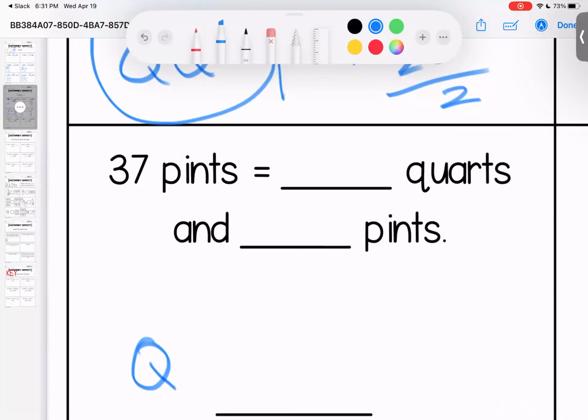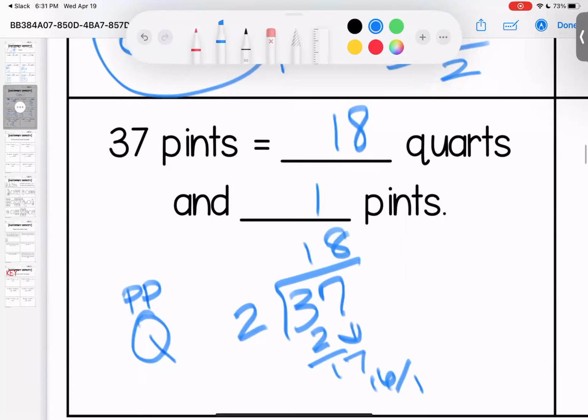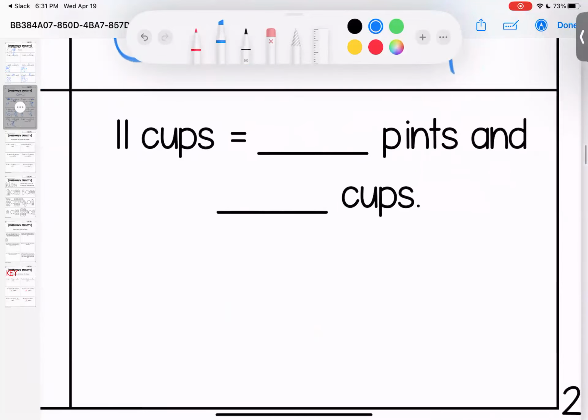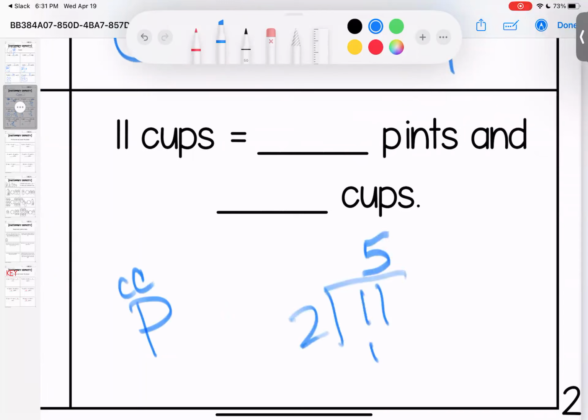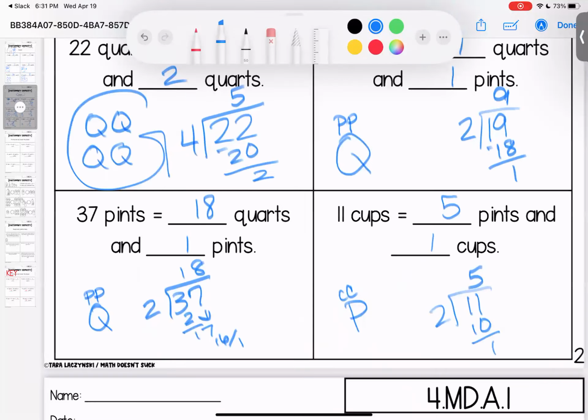Pints and quarts, get your queen and the prince and princess. We have 37 pints. Every 2 pints is a quart. This is going to go in 1 time. And then 2 times 8 is 16. 18 quarts with 1 pint remaining. Over here, 11 cups to pints. Well, 1 pint has 2 cups. 11 divided by 2 is 5 with 1 cup remaining. Any questions on these? Bring them with you to class.